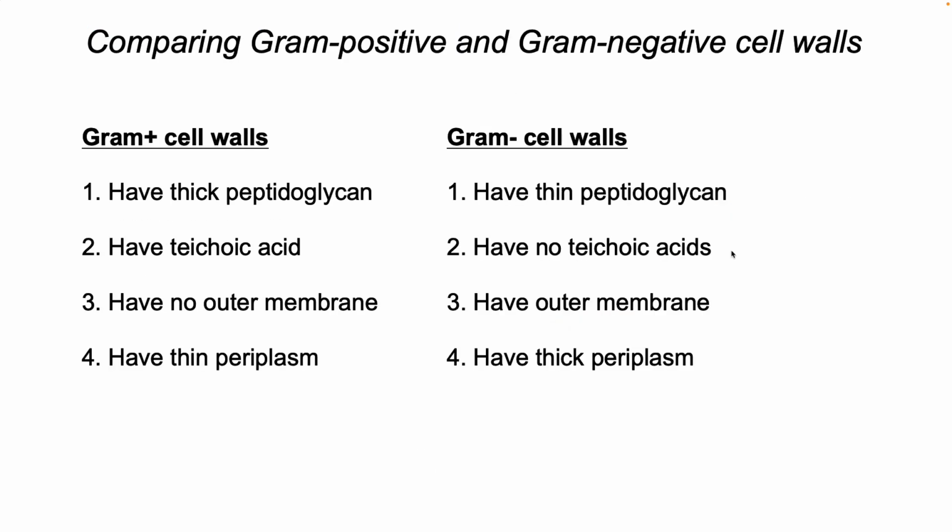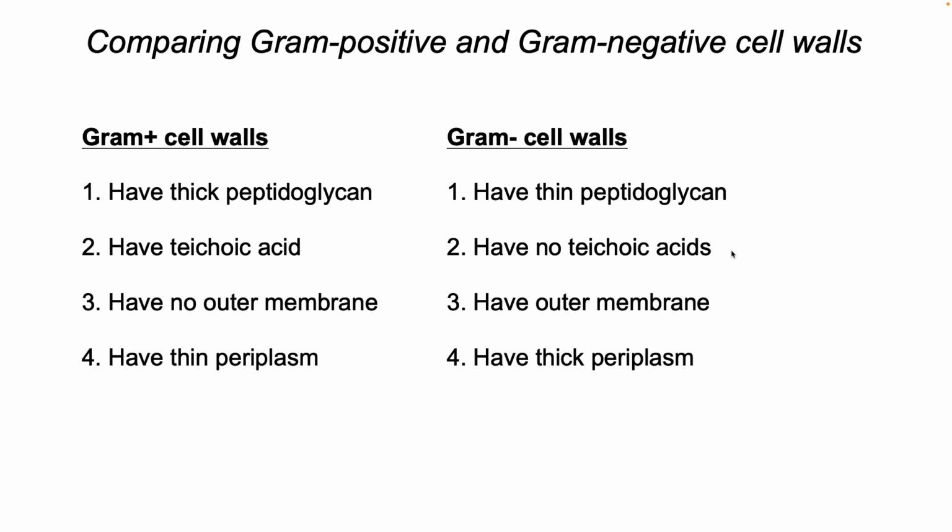So as a summary, you can compare and contrast, right, the two types of cell wall organization. Gram-positive cells have a thick layer of peptidoglycan. They have those teichoic acids. They can have lipoteichoic acids that attach the peptidoglycan to the membrane. They can have wall teichoic acids that help to keep the layers of peptidoglycan attached to each other. They do not have an outer membrane, and they have a very, very thin periplasm between the peptidoglycan and the cell membrane.